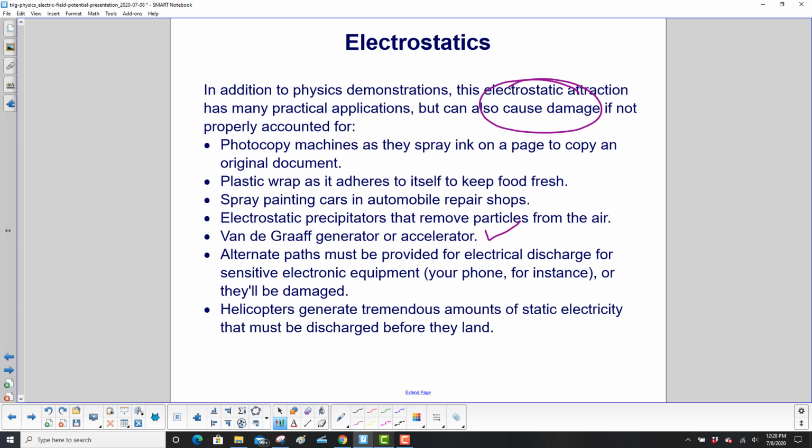A Van de Graaff generator or accelerator. You can do nuclear physics with that if it's powerful enough. And then, alternate paths must be provided for electrical discharge for sensitive electronic equipment, your phone for instance, or they'll be damaged. And then helicopters generate tremendous amounts of static electricity as their blades work through the air, and you have to discharge it before they land.